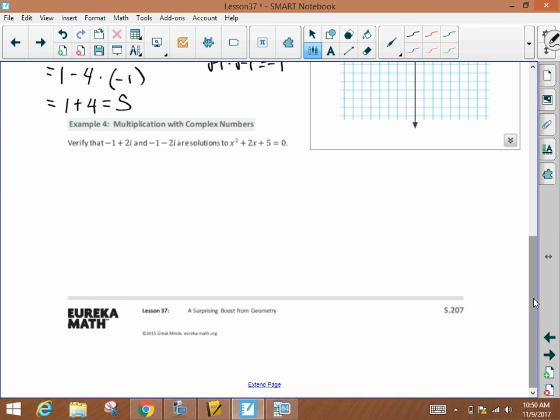Okay, let's verify that these two things are solutions to x squared plus 2x plus 5. Now let's get down to the nitty-gritty, as they would say.